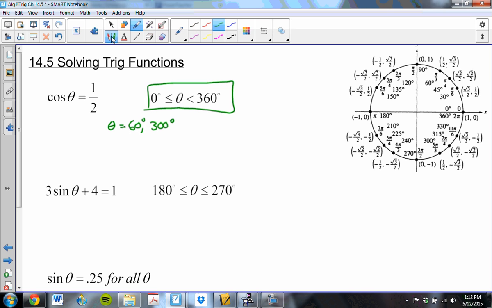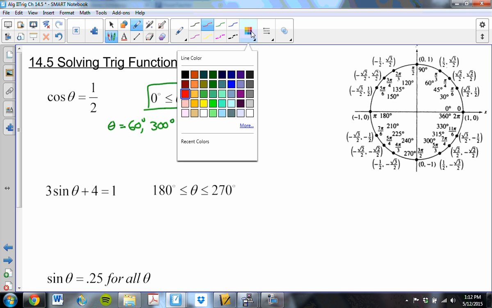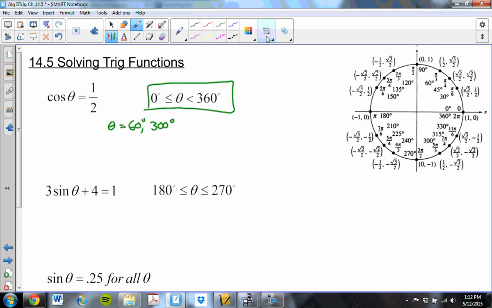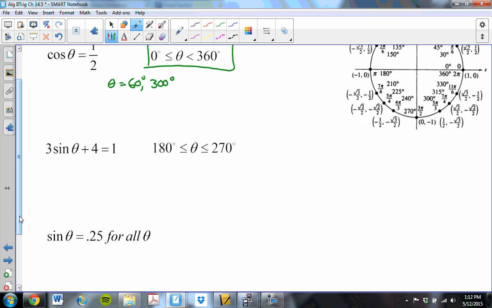Well, here's another one. 3 sine theta plus 4 equals 1. I want to get the theta by itself, so I'll subtract a 4 from both sides and do algebra. So I have 3 sine theta equals -3. Divide everything by 3, and I get that the sine of theta equals -1.